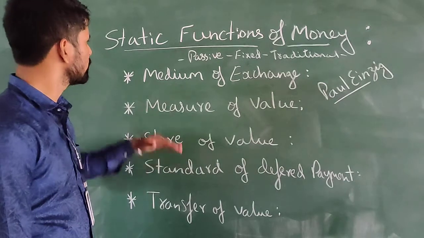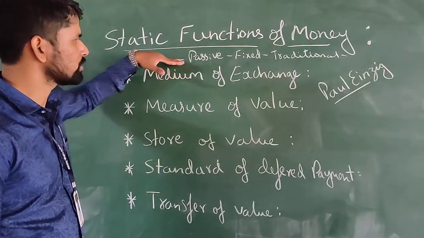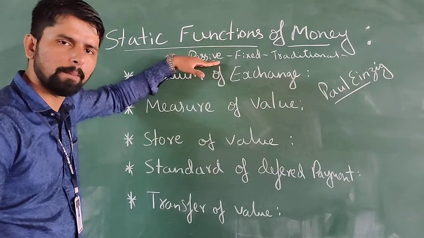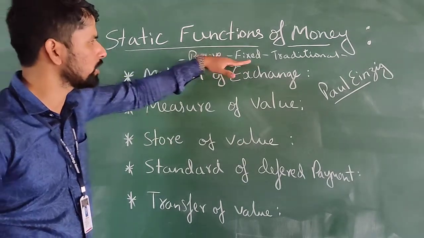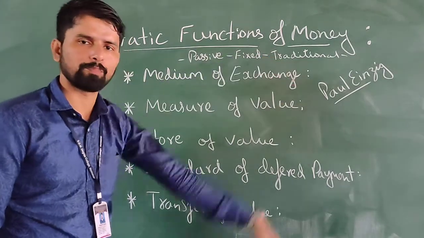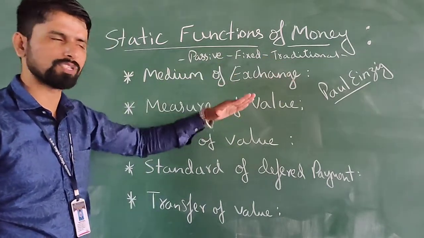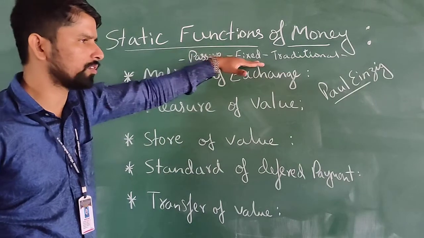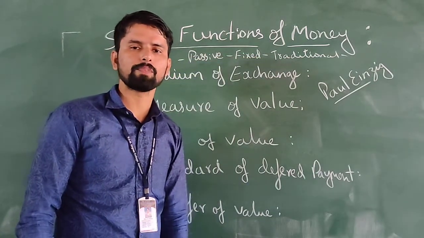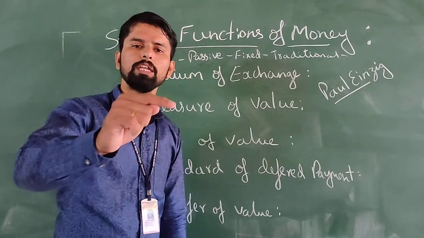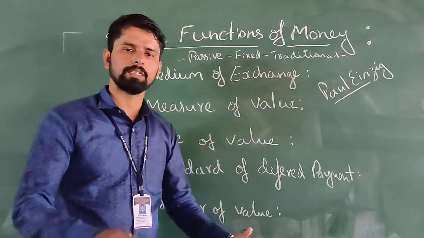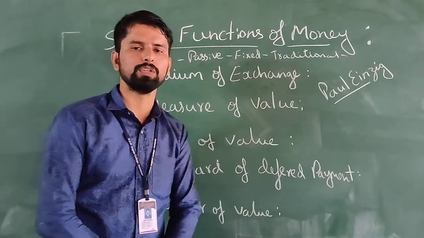Okay, here the static functions are the passive functions. Static means here passive, static means here fixed, and static means here traditional. So that's why the static functions are the passive functions or fixed functions or traditional functions of the money, where money is used in payment as well as repayment of the debt for all the individuals.